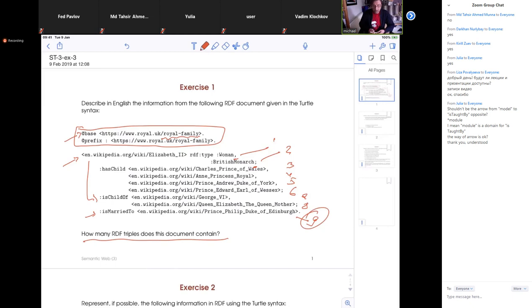So if you have something like this, then you are asked to return nine and to write in plain, readable English the content of this document, which should be something like this: that Elizabeth II is a woman who is also a British monarch.